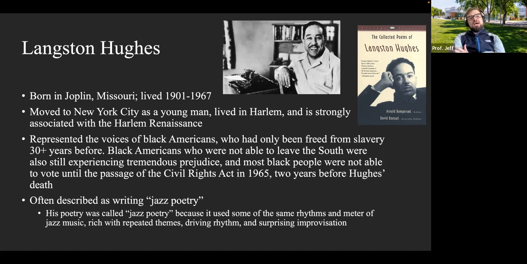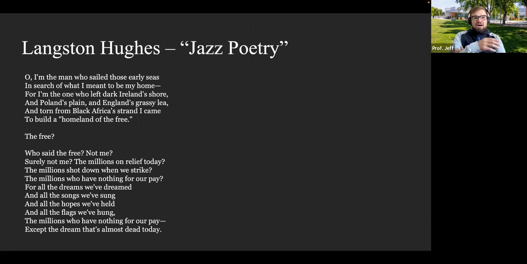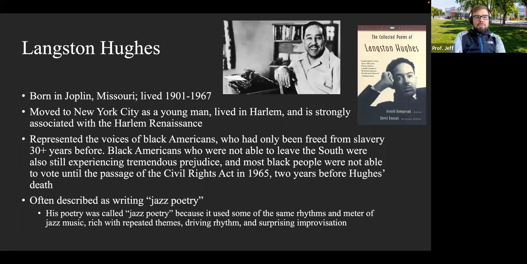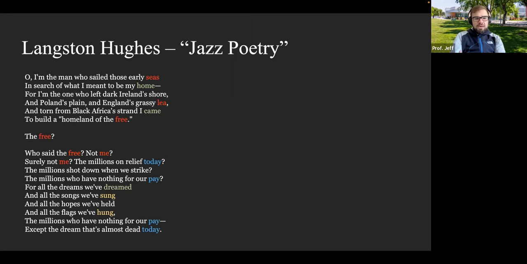So as I say here, his poetry is often described as writing jazz poetry, right? Because it uses some of the same rhythms and the meter of jazz music, which has repeated themes, driving rhythm, and surprising improvisation. And a theme of this is in a poem, here's a poem that I'll read just a short example from.